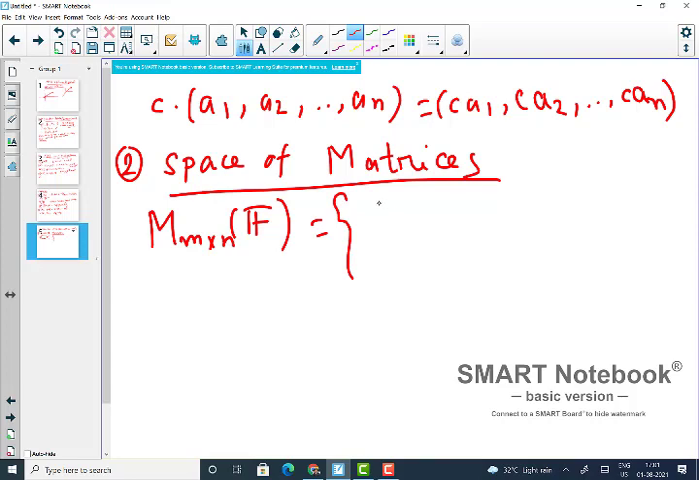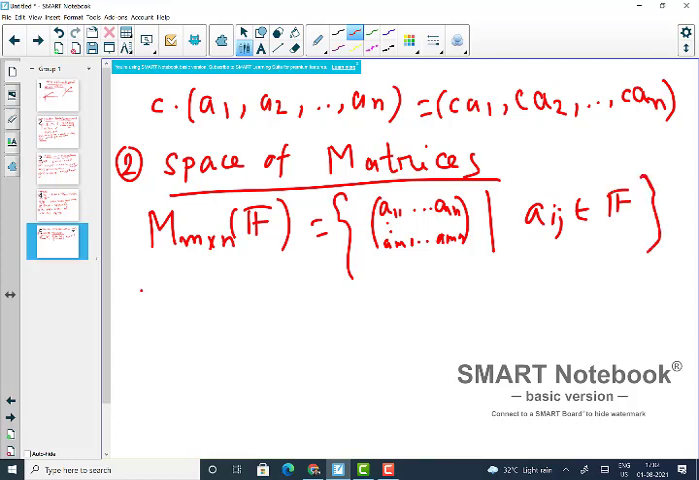So this is a collection of these matrices, like A11, so many rows are there, so many columns are there, A1n. Similarly, Am1 to Amn, right? This kind of matrices. And these Aij's are entries which are elements of the field F.